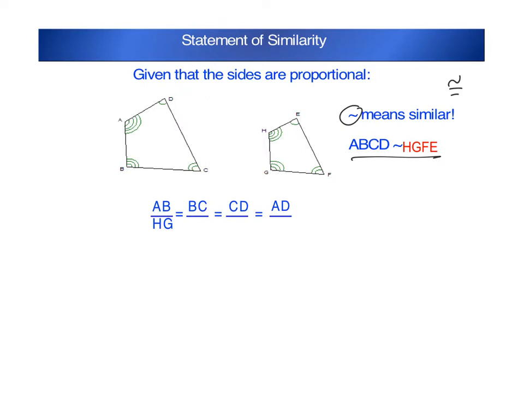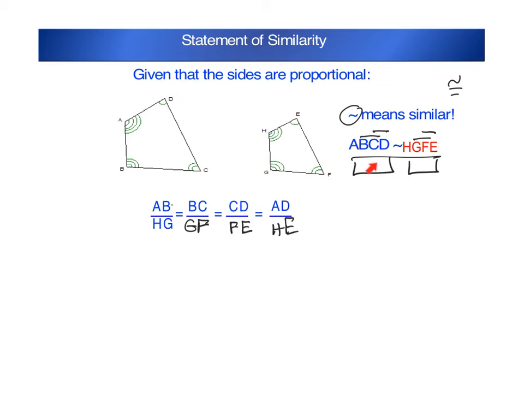So I can see that AB is in the same ratio to HG, so AB to HG, as BC is to GF. And CD is to FE. And then finally AD to HE. So the proportionality statement tells me everything I need to know about the polygon.